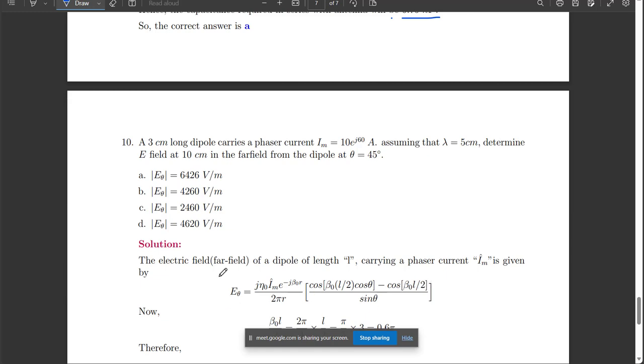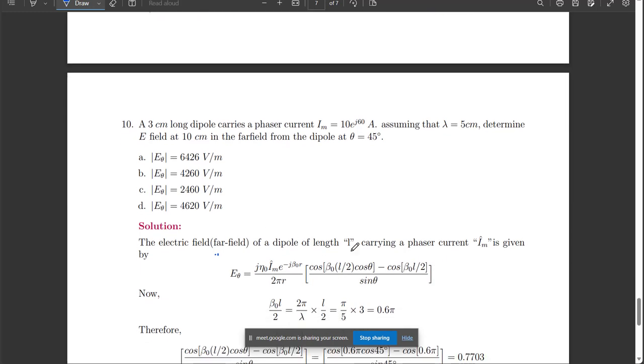So the E field for a dipole is given like this: j eta naught I m e to the power of minus j beta naught r upon 2 pi r, times cos(beta naught L by 2 cos theta) minus cos(beta naught L by 2) upon sin theta. This formula would have been discussed in class by the professor.